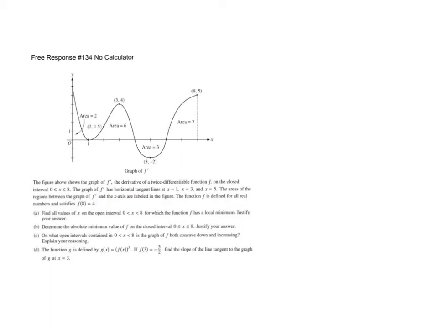The figure above shows the graph of f prime, the derivative of a twice differentiable function f on a closed interval from 0 to 8. The graph of f prime has horizontal tangent lines at x equals 1, x equals 3, and x equals 5. The areas of the regions between the graph of f prime and the x-axis are labeled in the figure. The function f is defined for all real numbers and satisfies f of 8 equals 4. And then we have four parts.